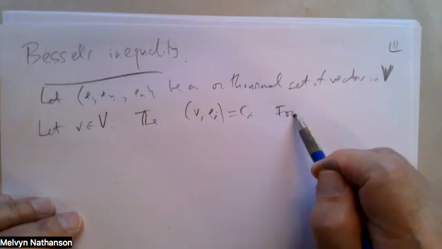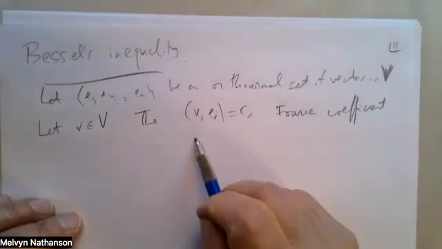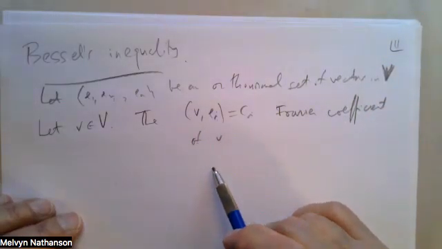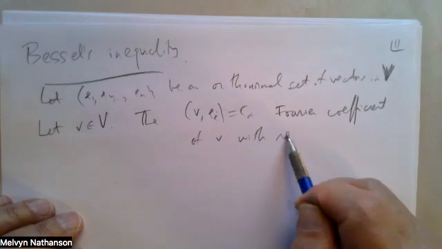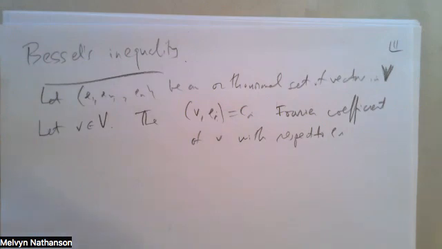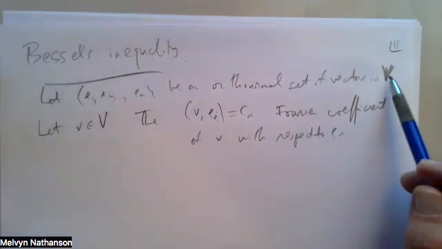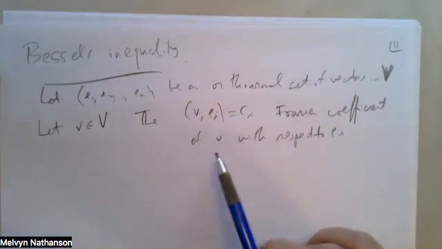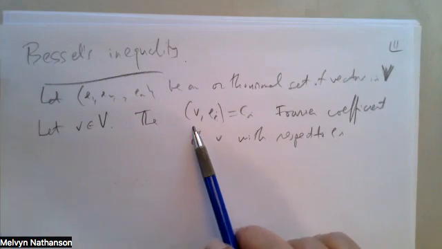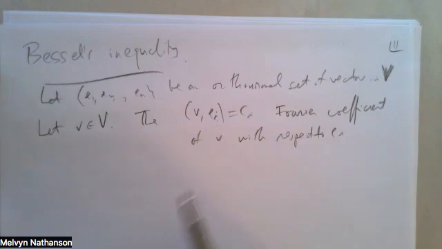This is called the Fourier coefficient of v with respect to this vector Ei. So if you study more advanced calculus, you learn about Fourier series. But the Fourier coefficient can be defined whenever you have an inner product space and an orthonormal set of vectors. You take a vector v, and its inner product with Ei is called the ith Fourier coefficient.